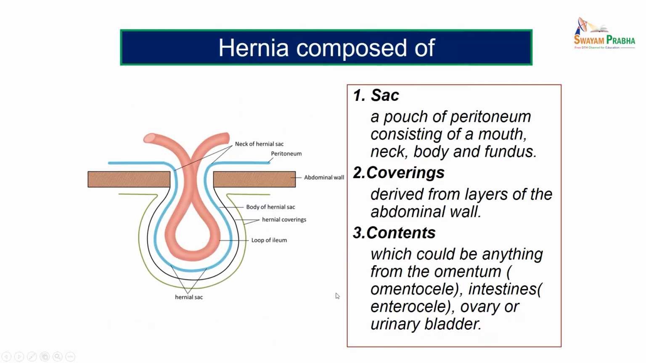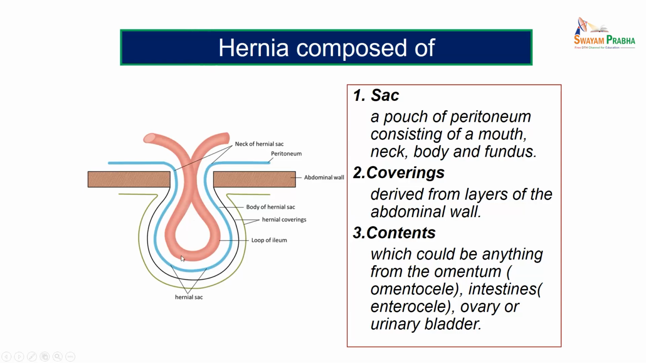To understand further, we need to understand the hernia composition. This is the hernial sac. You can see that the sac is nothing but a pouch of peritoneum. It has got a mouth, this region is the mouth. It has got a narrow part which is called the neck, and it has got a body. This is the body of the hernial sac, and this is going to be the fundus of the hernial sac. The hernia itself has got various coverings. It is derived from the layers of the abdominal wall.